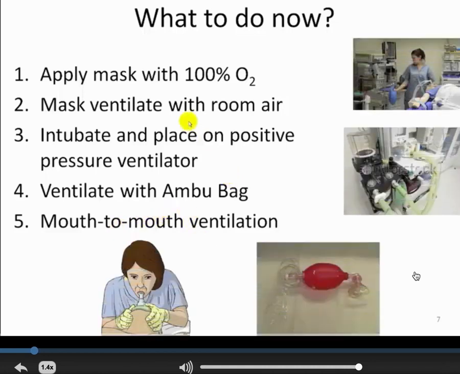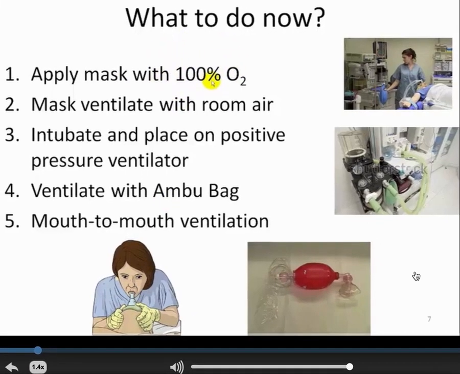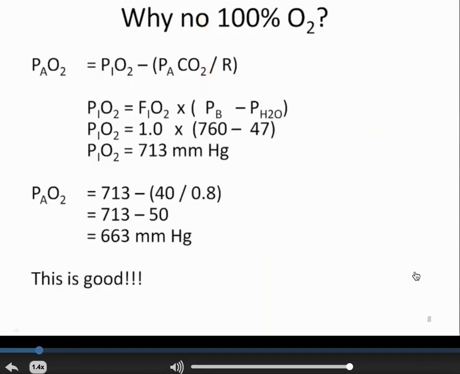So with any of these 4 options, you can mask ventilate, or you can hook someone up to a ventilator and have it do the work for them. You can put an ambu bag on them and hand squeeze the bag and ventilate for them. Or in some cases you can actually do mouth-to-mouth ventilation and breathe for them. So the important thing is when someone is no longer breathing, although supplemental oxygen is highly therapeutic, it only works when the patient is breathing. So let's go through that.